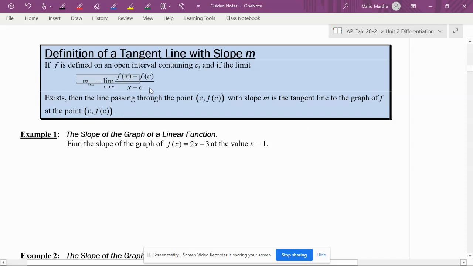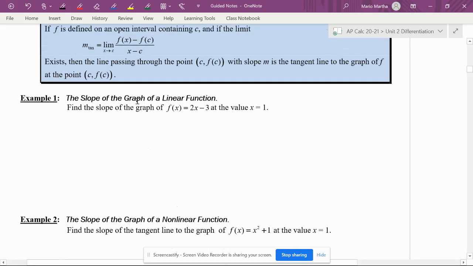So pretty much that's what you see right there, our definition at a point for the tangent line. Let's look at example 1, the slope of the graph of a linear function. Find the slope of the graph of f of x equals 2x minus 3 at x equals 1. We know c equals 1, so f of 1 is 2 times 1 minus 3, which is negative 1. We're looking for the slope of the tangent at x equals 1.